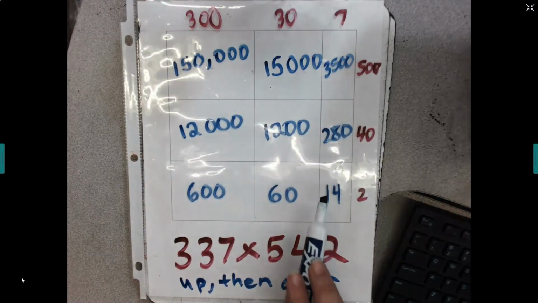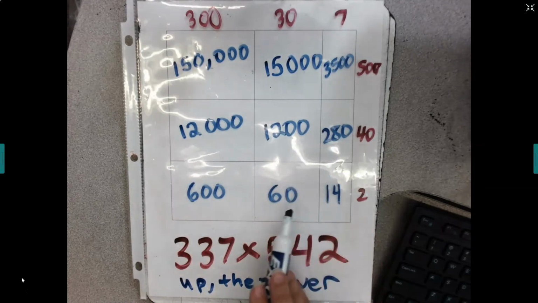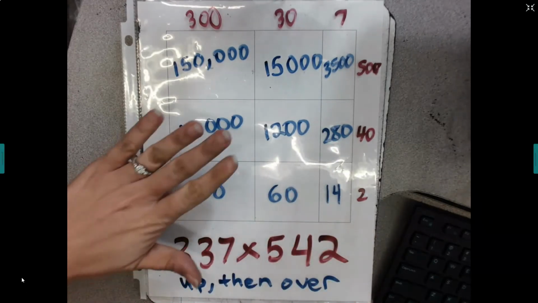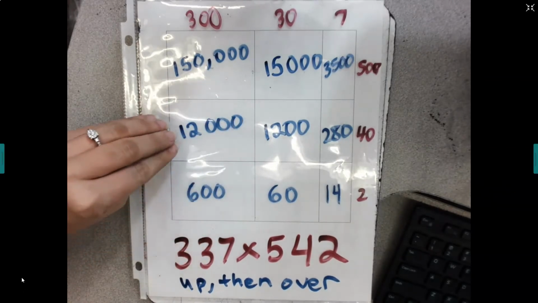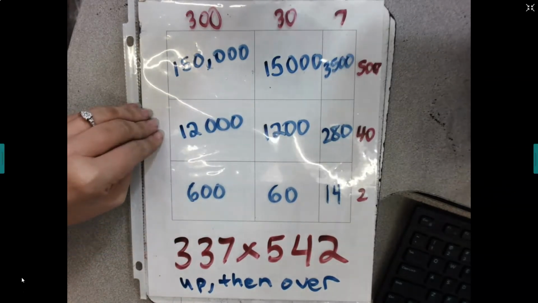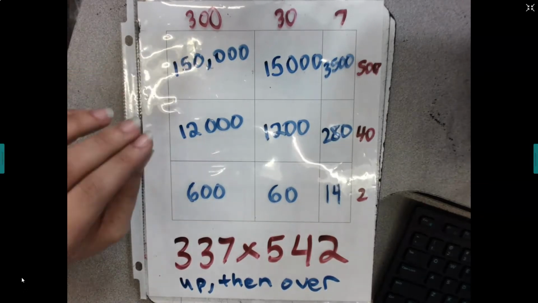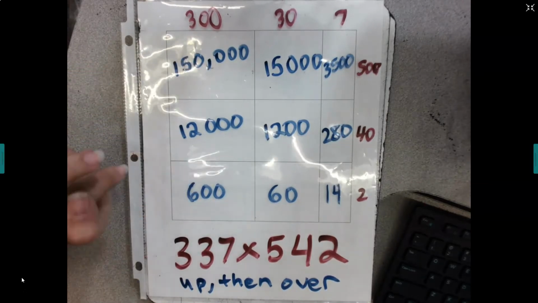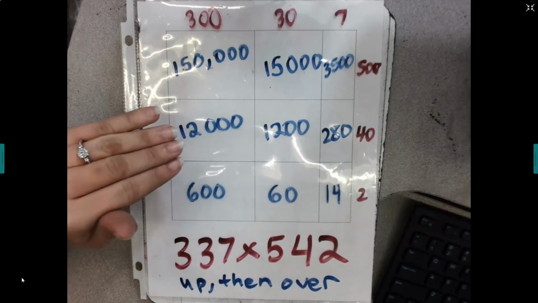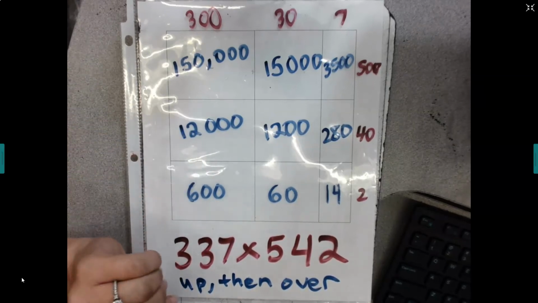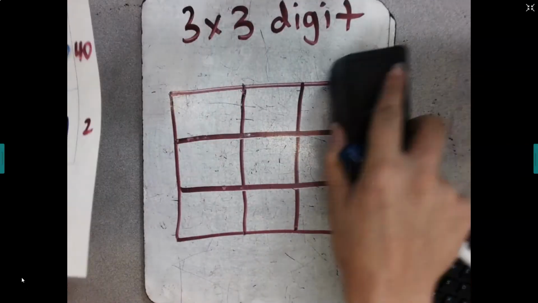My last step will be to add up all of these numbers. Okay, so this is where this strategy, even if you've used it a lot in the past, you might want to switch over to the standard partial product strategy for these numbers because this might be more work for you. Okay, but again, that's your choice.